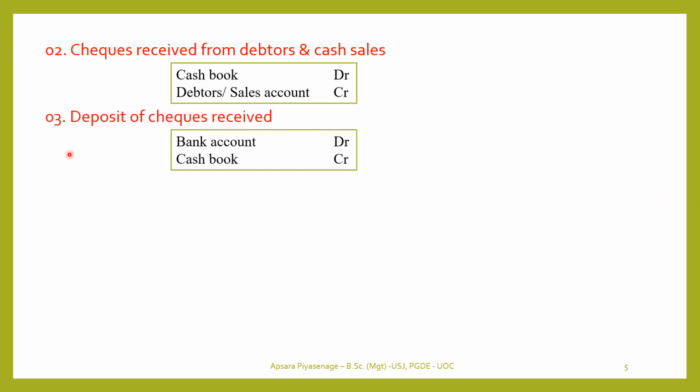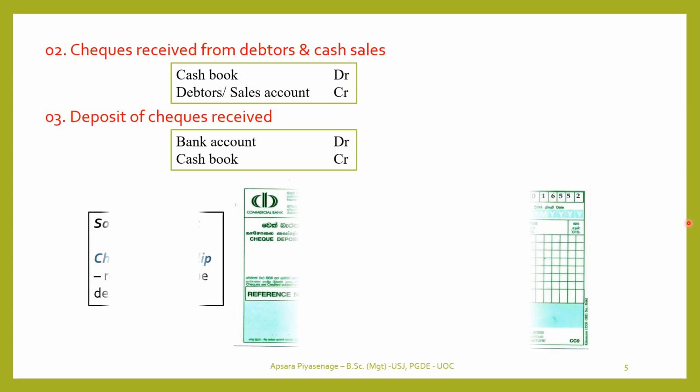Then the third transaction is deposit of checks received. When we deposit the received checks, we debit the bank account and credit the cash book. We debit the bank account because the bank balance will increase when we deposit checks. Here the cash book is credited because we have already debited the cash book when we received the check. Once we deposit those received checks, we credit the cash book.